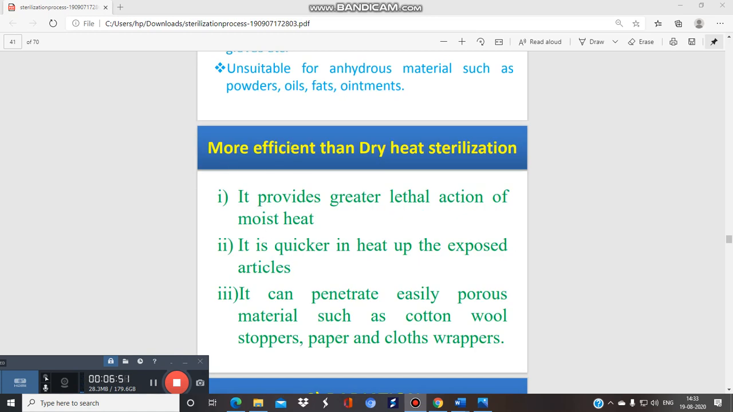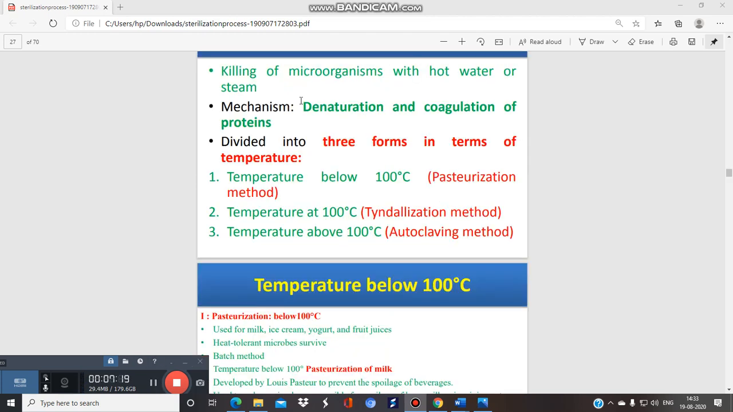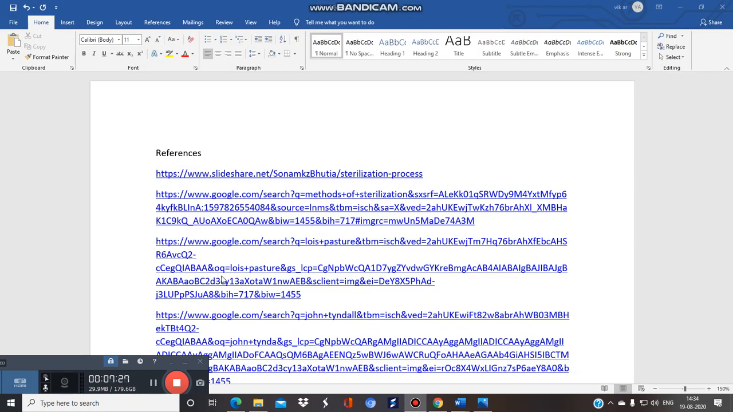Yes, this method is more efficient. In some cases, we cannot say that in all cases. In some cases, it is more efficient than dry heat because it provides a greater lethal and deadly effect of the moist heat. It is quicker because with the help of heating and pressure, you can easily penetrate inside bacteria, and coagulation or denaturation of protein takes place. Okay, so I hope you have a brief idea about moist sterilization. 3 types: temperature below 100, pasteurization; at 100, tyndallization; and above 100, autoclaving.